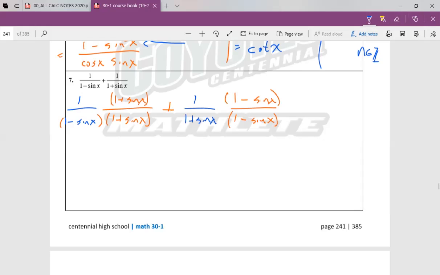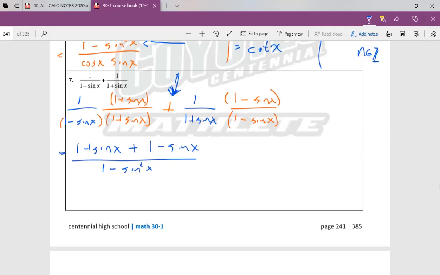The beautiful thing is this. Upstairs we have 1 plus sine x plus, and be careful, like before, watch for this sign. If this is subtracting, we have to distribute that. It's just adding, so we're okay here. 1 plus sine x plus 1 minus sine x, that's your numerator. What do we have downstairs? We are multiplying 1 minus sine times 1 plus sine. We've got a difference of squares, and this ends up being 1 minus sine squared x.